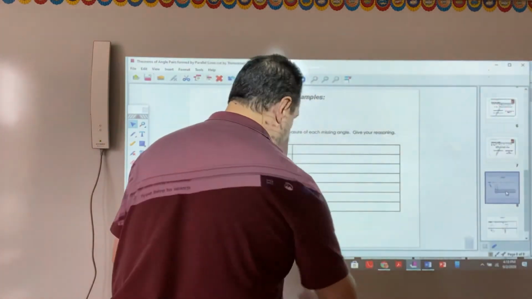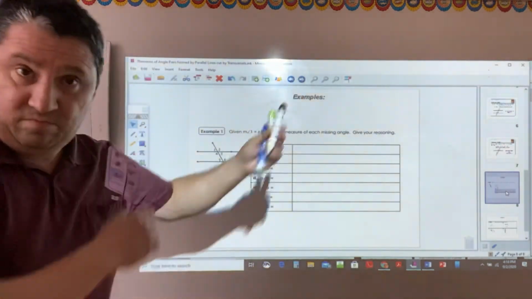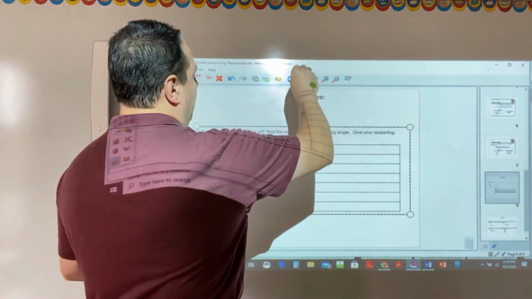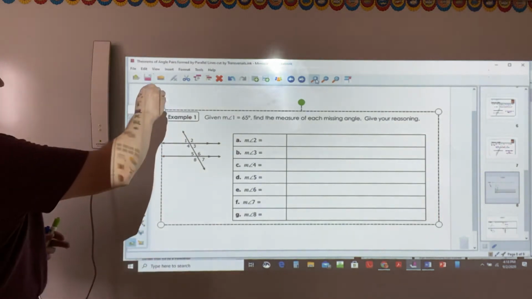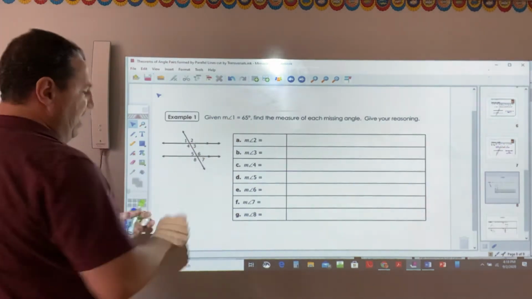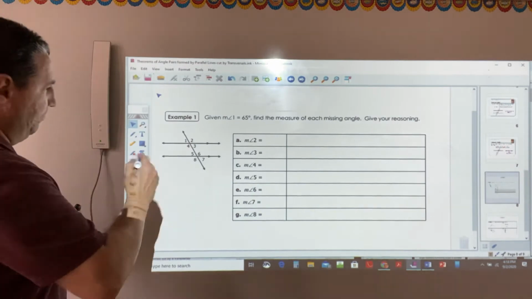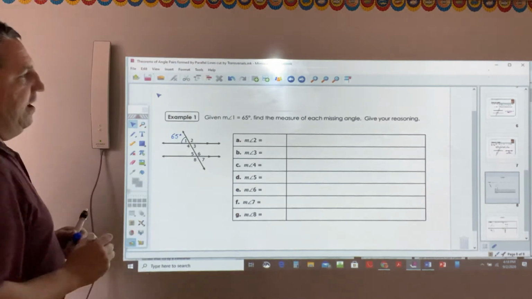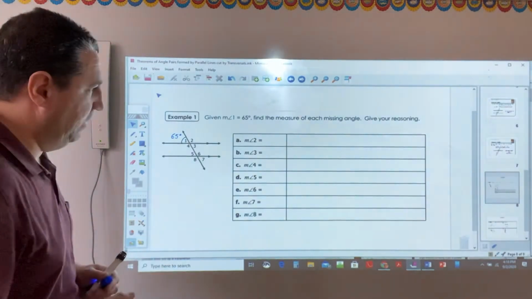let's have one example, a short example, with the previous theorems. On the number 1, let's make it larger. In example 1, given the measure of angle 1 equals 65 degrees. Find the measure of each missing angle. Give your reasoning.